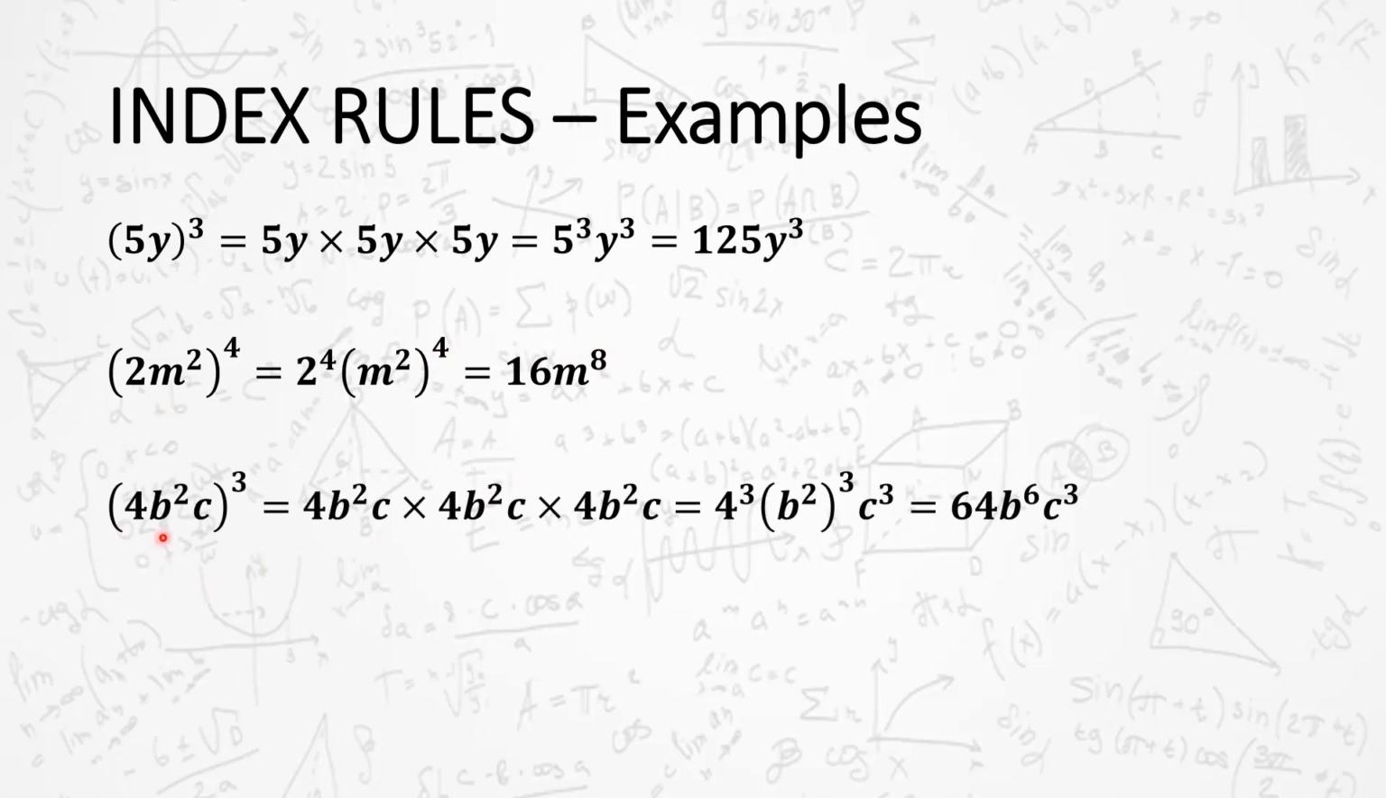Next, 4b squared c to the power 3. So you times 4b squared c, 3 times. Therefore, it's 4 to the power 3, which gives us 64. b to the power 2 to the power 3 gives us b to the power 6, using 2 times 3 gives us 6. Then lastly, c to the power 3. So the final answer is 64, b to the power 6, c to the power 3.